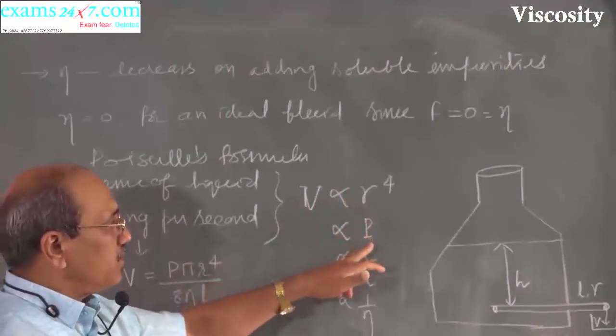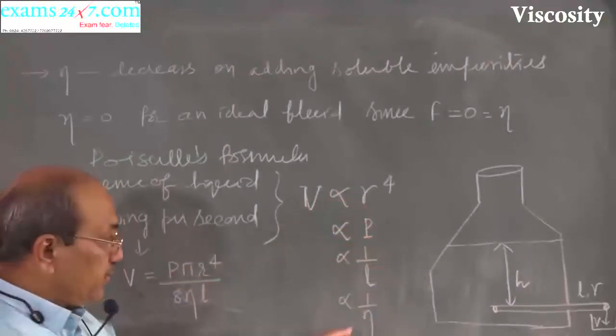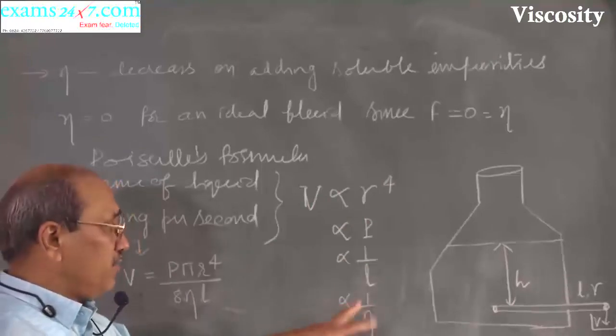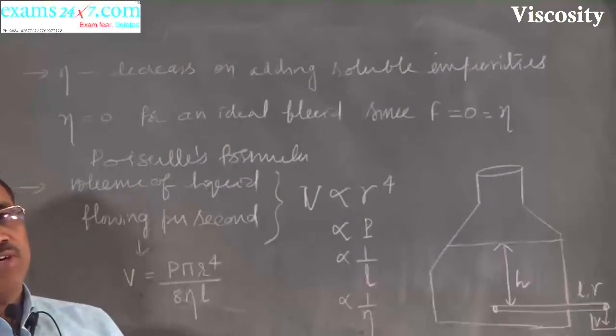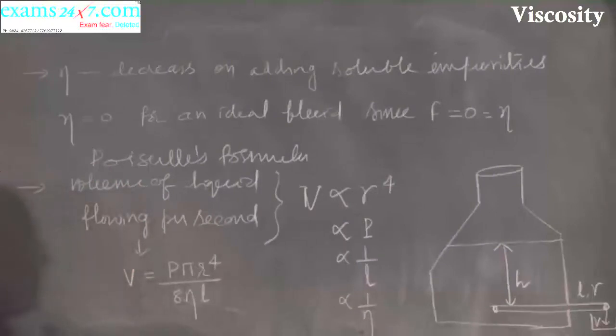The relation may be a simple one, but the questions come on varying any of these comparatively, either changing the radius, or pressure, or length, or the nature of the liquid having a different coefficient of viscosity. They are asking what is the volume of liquid flowing out per second.